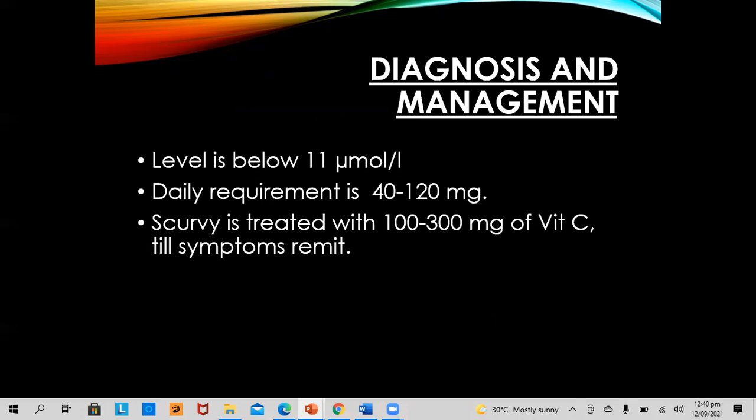The daily requirement of vitamin C is 40 to 120 milligrams. And scurvy is usually treated by 100 to 300 milligrams of vitamin C till the symptoms remit. And most of the vitamin C containing tablets, which are available as lozenges, contain 500 milligrams of vitamin C.